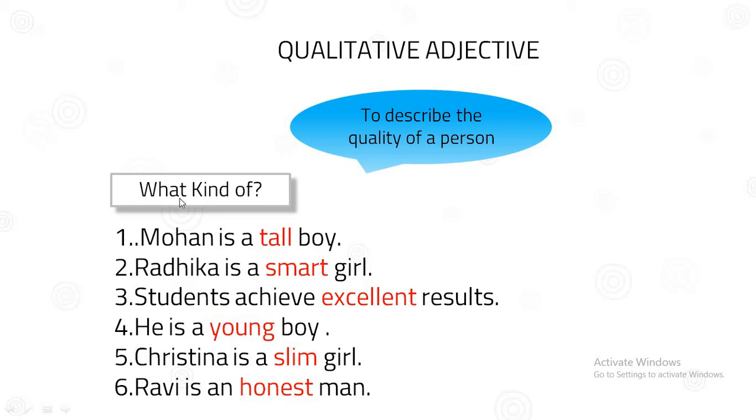So whenever we ask ourselves a question, what kind of a boy Mohan is? Mohan is a tall boy. What kind of a girl Radhika is? Radhika is a smart girl. So we ask ourselves a question in terms of what kind of. And when we give an answer, we are basically giving the qualitative adjectives. So tall, smart, excellent, young, slim, honest. These are all the qualities of the person we are highlighting. So whenever we describe a noun in terms of quality, it's a qualitative adjective.